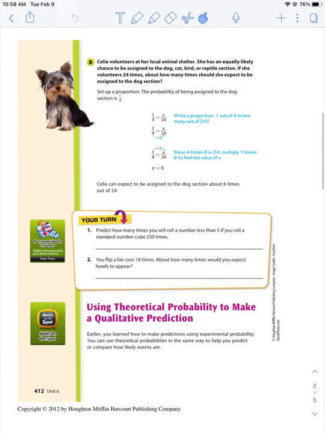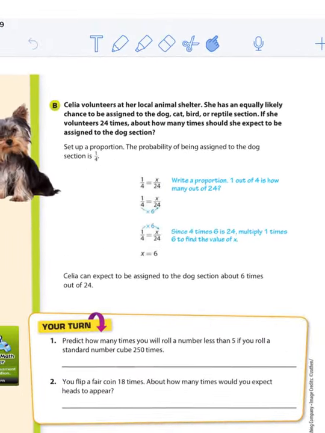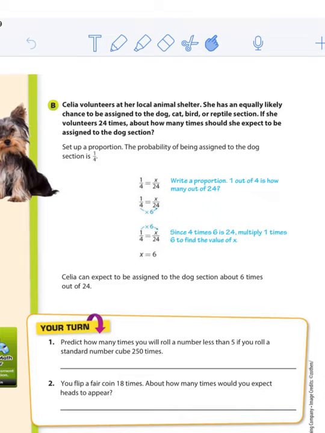All right, let's look at another example. Celia volunteers at her local animal shelter. She has an equally likely chance to be assigned to the dog, cat, bird, or reptile section. If she volunteers 24 times, how many times should she be expected to be assigned to the dog section? All right, so step 1, find the probability of being assigned to the dog section. Well, there are 4 sections. So the probability of being assigned to the dog section is 1/4.